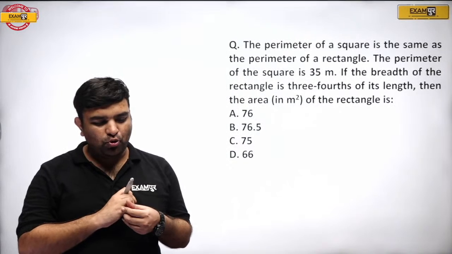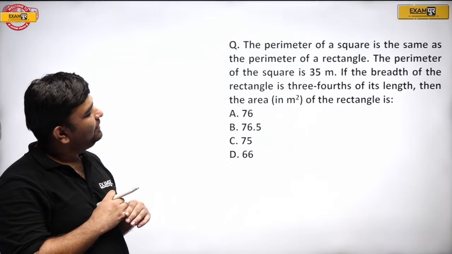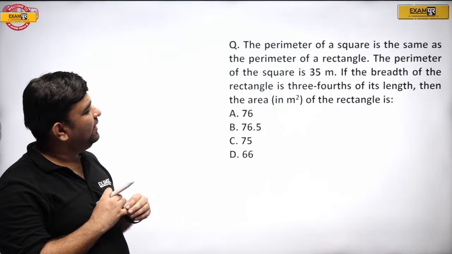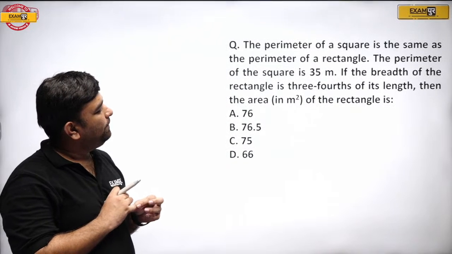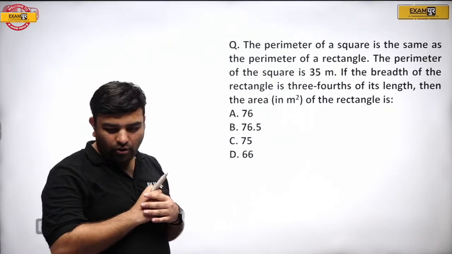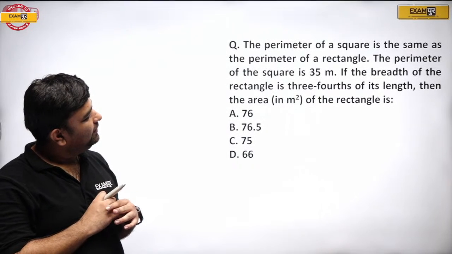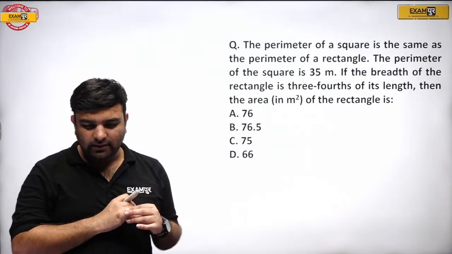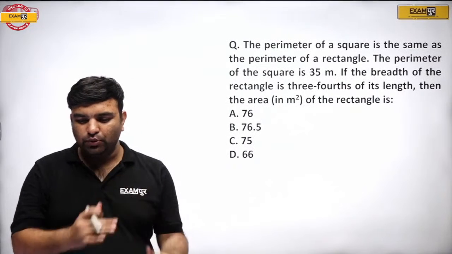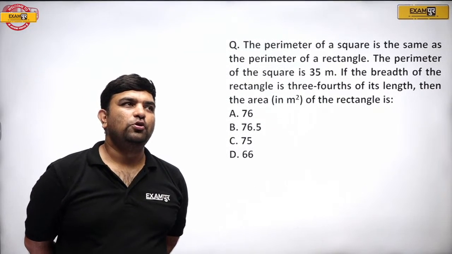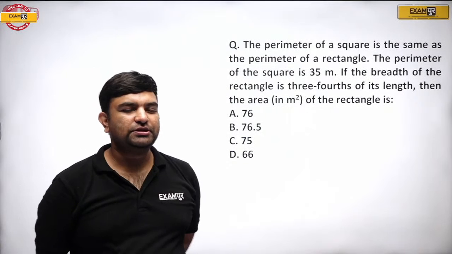The perimeter of the square is the same as the perimeter of the rectangle. Perimeter of the square is 35. Oh, how bad a number. It's looking easy. However, some calculations might be there.